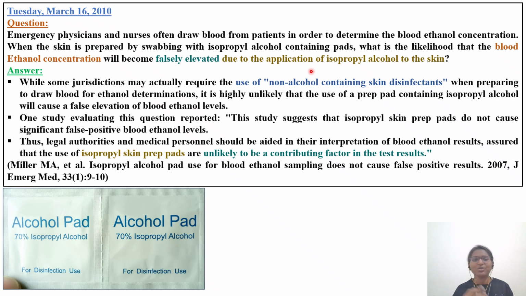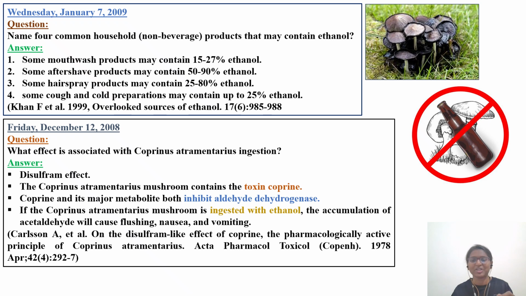There are certain legal authorities who say that you should always try to use swabbing pads which do not contain alcohol. Even if it contains alcohol, the amount reaching your systemic circulation through the skin is very small. So it is highly unlikely that use of a prep pad containing isopropyl alcohol will cause false elevation of blood ethanol levels. Okay, stop the video, and read yourself about this explanation which is given by the AACT.